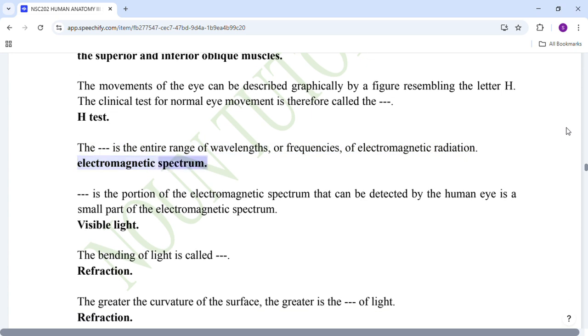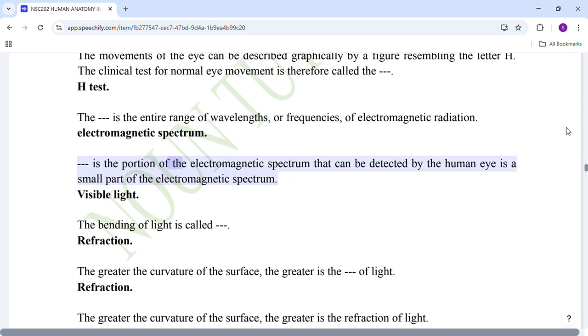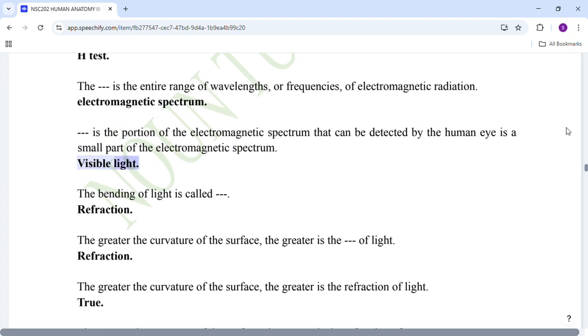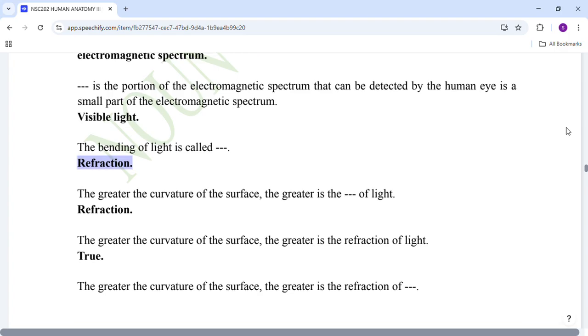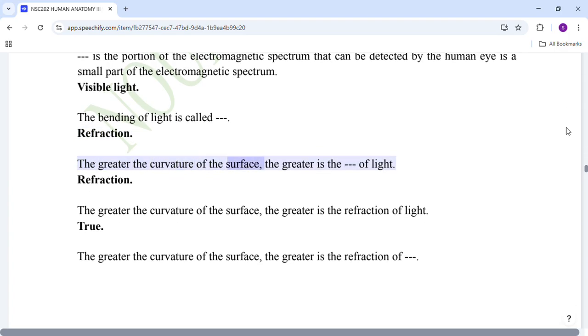Visible light is the portion of the electromagnetic spectrum that can be detected by the human eye, a small part of the electromagnetic spectrum. The bending of light is called refraction.